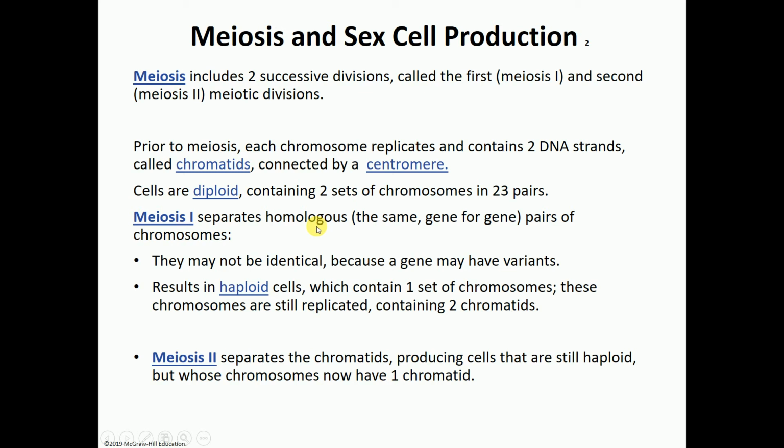Now, the first meiotic division is going to separate those homologous chromosomes, which are the exact same ones, gene for gene, and result in haploid cells, where each cell has 1 set of chromosomes, but these chromosomes are replicated. They still have the 2 chromatids. And that is the role of the second meiotic division. We are going to separate these chromatids from each other. So we end up producing cells that are haploid, but now these chromosomes have only 1 chromatid.